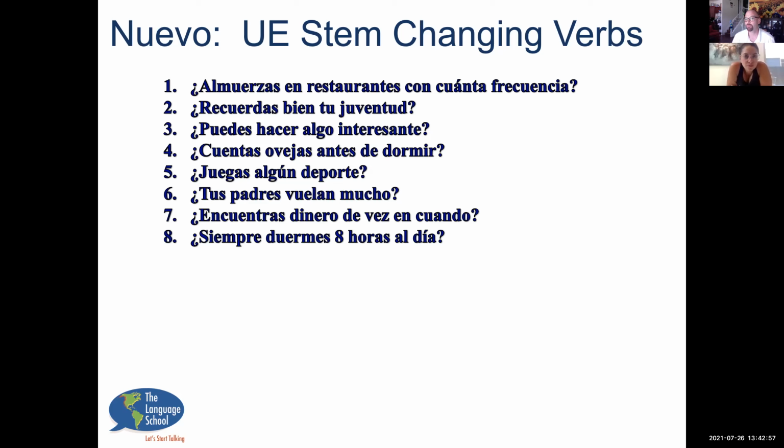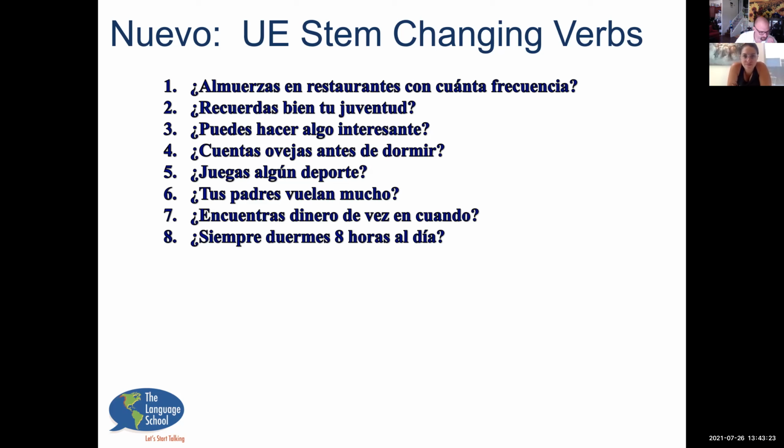Qué interesante. Bueno, aquí es otra cosa interesante. A mí me encanta la danza. Muy bien. ¿Tus padres vuelan mucho? Sí, mis padres vuelan mucho. ¿Encuentras dinero de vez en cuando? Do you often find money? De vez en cuando is more like saying every now and then. Do you find money?